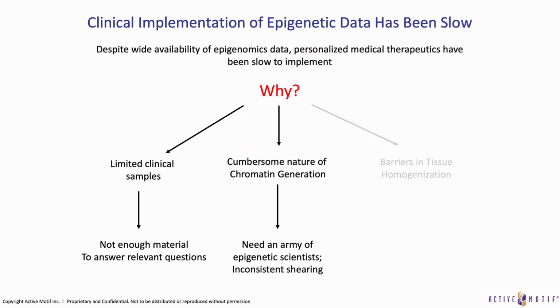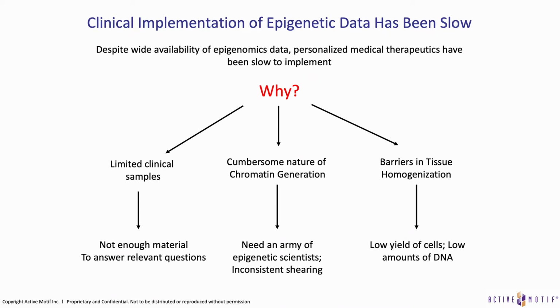And lastly, I wanted to point out that there are oftentimes barriers in tissue homogenization. We are intact organisms, and our tissues do not want to become single-cell suspensions. And for the most part, that's a really good thing because it keeps us alive. But from a chromatin material perspective, this can be a major issue because if we can't make a single-cell suspension of the tissue, we have a low yield of cells, there's low amounts of DNA, and we circle back on the first point where now there's not enough material to answer the relevant questions.